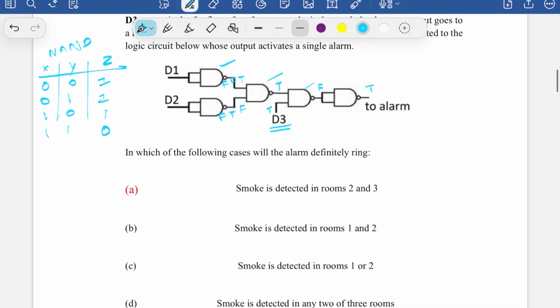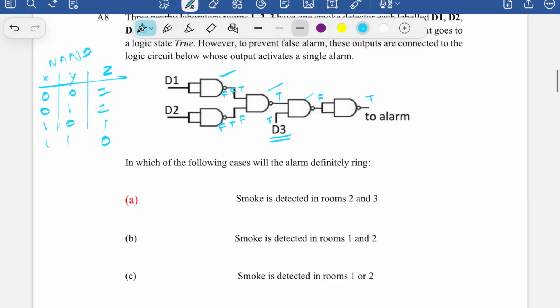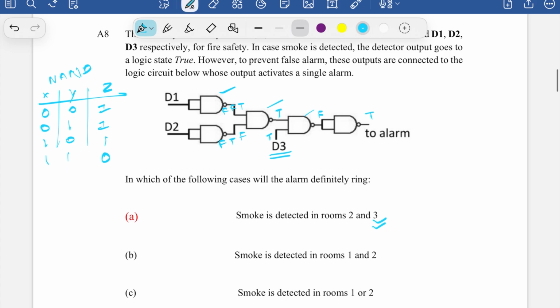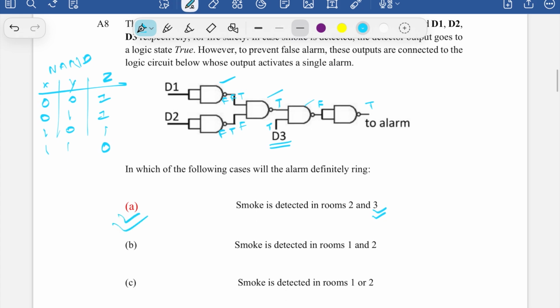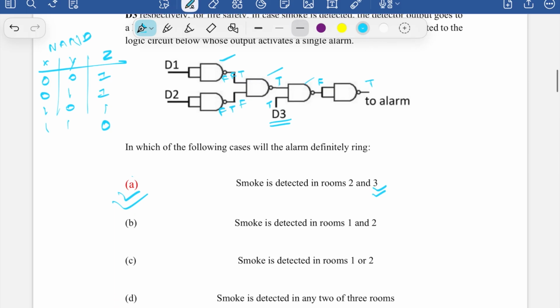So if you check the options, you can see only option A has smoke detected in room 3. That must be satisfied in order to activate the alarm. So this option is correct. You can also check that if smoke is detected in room 2, then that would also activate the alarm. So this option A is correct.